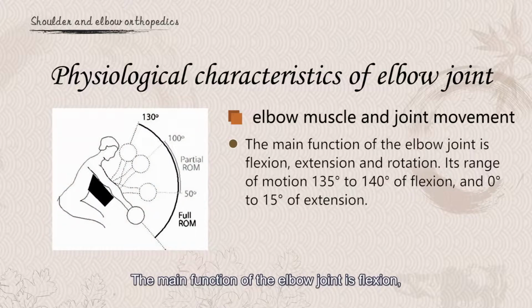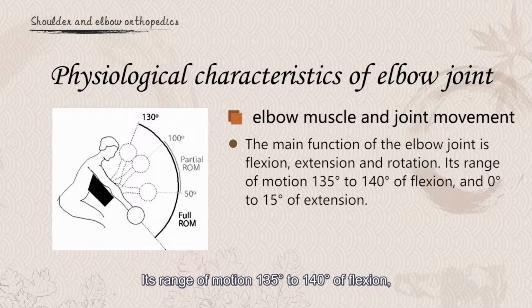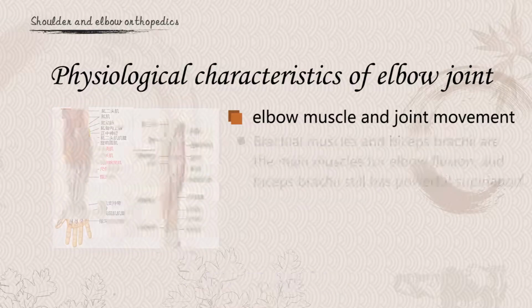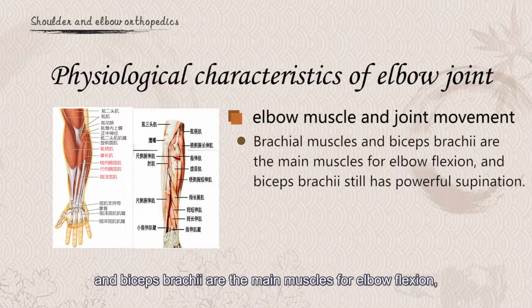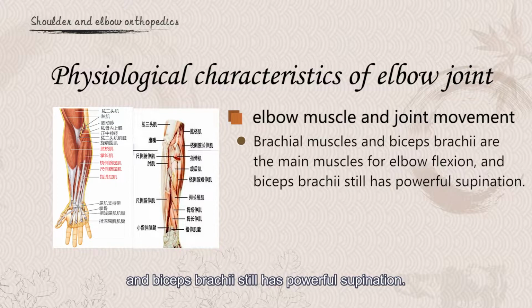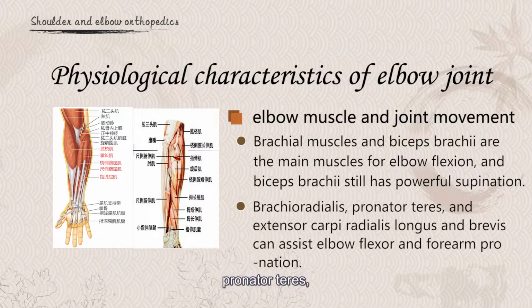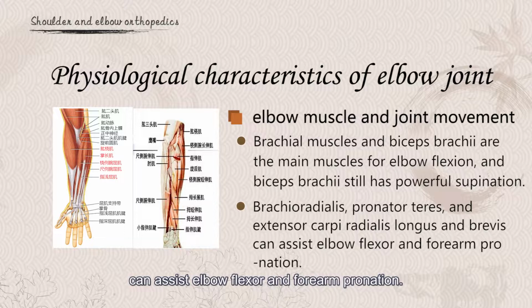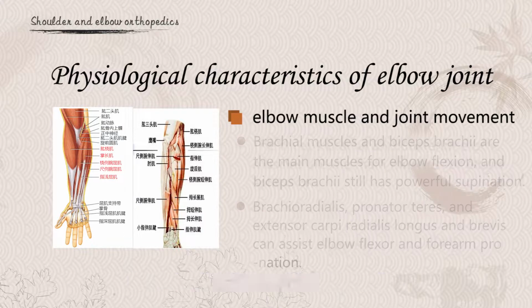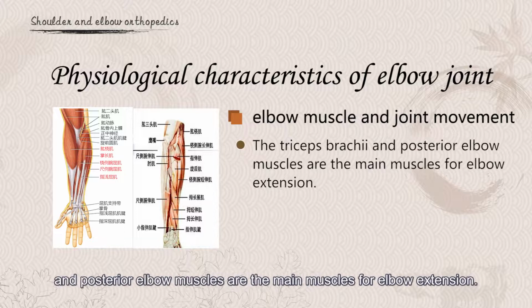Thirdly, the elbow muscles and joint movement. The main functions of the elbow joint are flexion, extension, and rotation. Its range of motion is 135 degrees to 140 degrees of flexion, and 0 degrees to 15 degrees of extension. The brachialis and biceps brachii are the main muscles for elbow flexion, and the biceps brachii also has powerful supination. The brachioradialis, pronator teres, and extensor carpi radialis longus and brevis can assist elbow flexion and forearm pronation. The triceps brachii and anconeus are the main muscles for elbow extension.